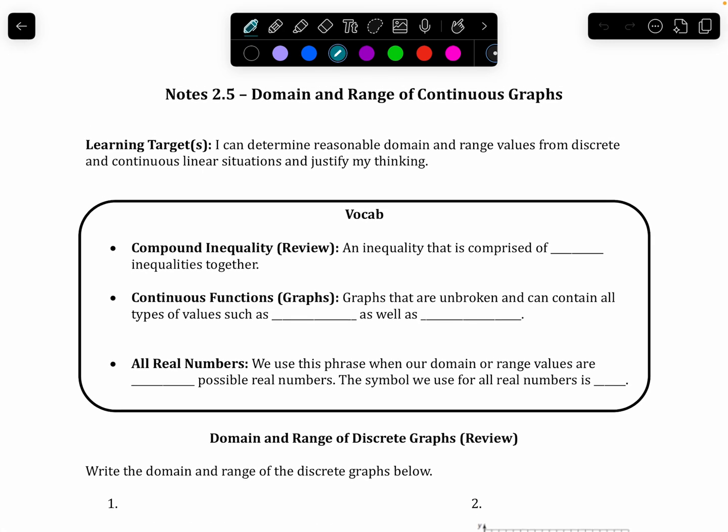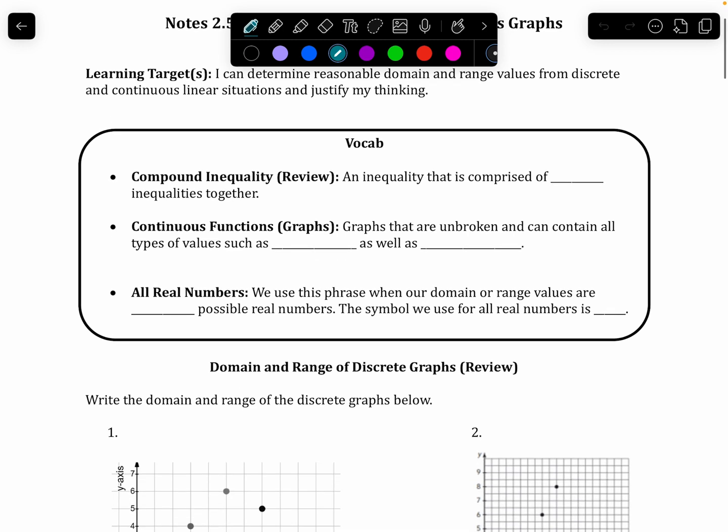The learning target for today is I can determine reasonable domain and range values from discrete and continuous linear situations and justify my thinking. But like I said, today we are focusing primarily on continuous graphs. We have two or three vocab words. The very first one is compound inequality, and that is an inequality that is comprised of two inequalities together.